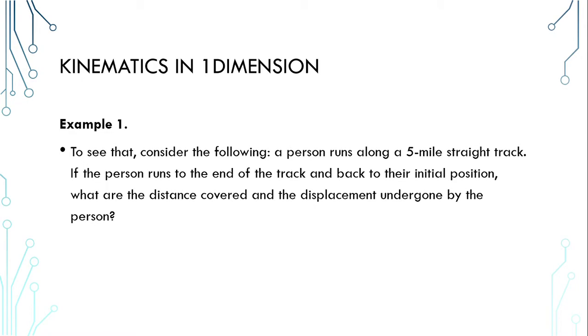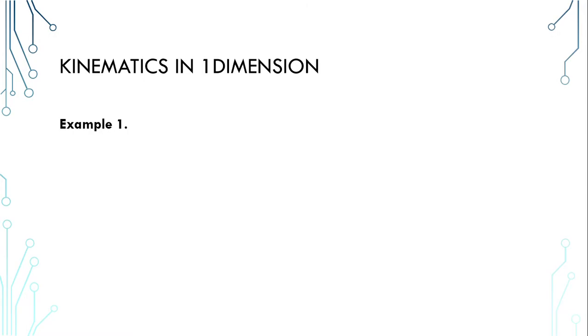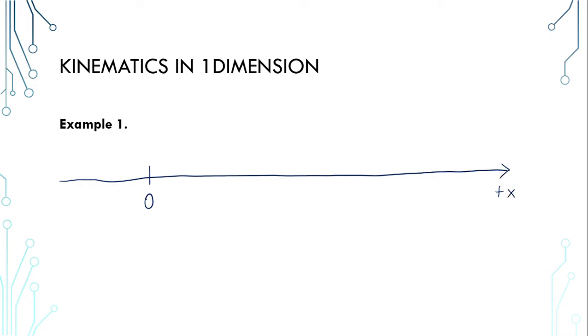So in this case, we have a person who runs along a 5-mile straight track. One way to describe this again will be to draw a real number line. Let's put the origin a little to the left now, and we're going to choose the positive direction as usual to be to the right. Let's say that this is the 5-mile mark. Now, if the person runs from the origin to the 5-mile mark, it will go like this, and then the person comes back to their initial position. So let's look at the distance first of all.